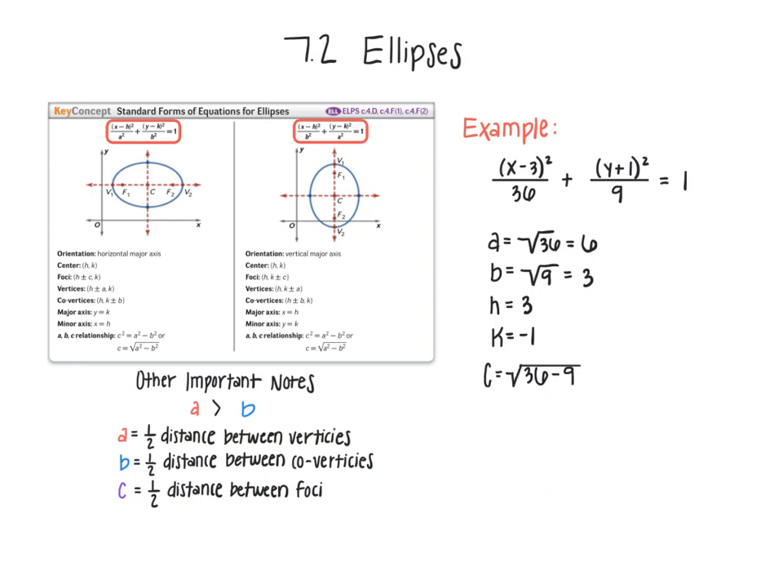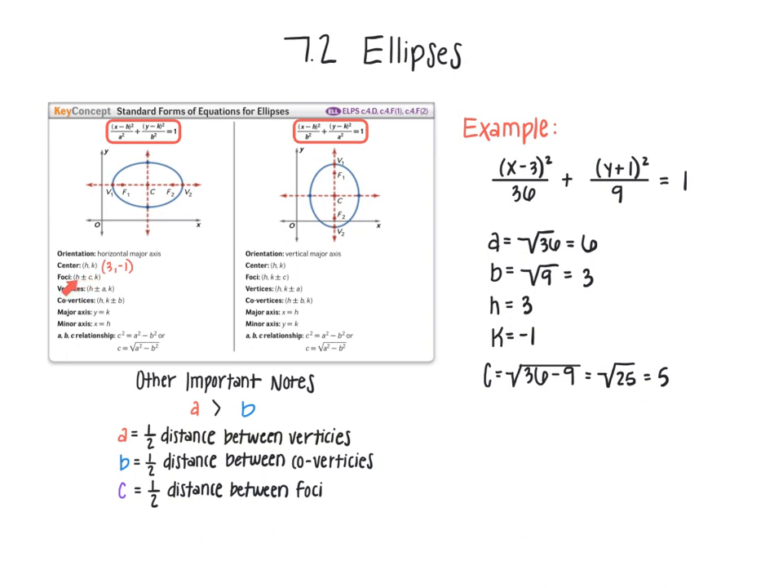Which gives us c is equal to the square root of 25, which we know is simply just 5. So now that we know what a, b, c, and h and k are, we can take a look at this chart and find other information about our ellipse. For instance, I know my center is located at (h, k), which means the center of this ellipse is at (3, -1).